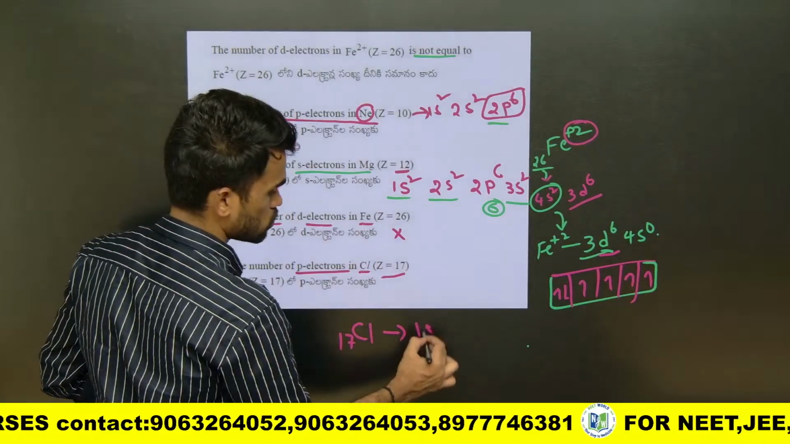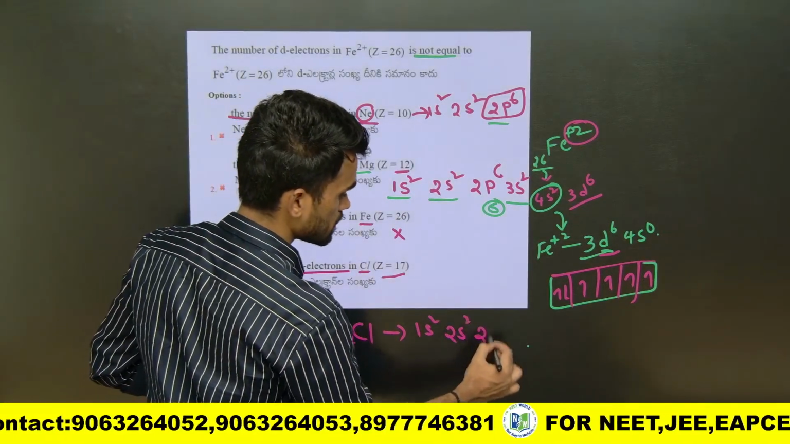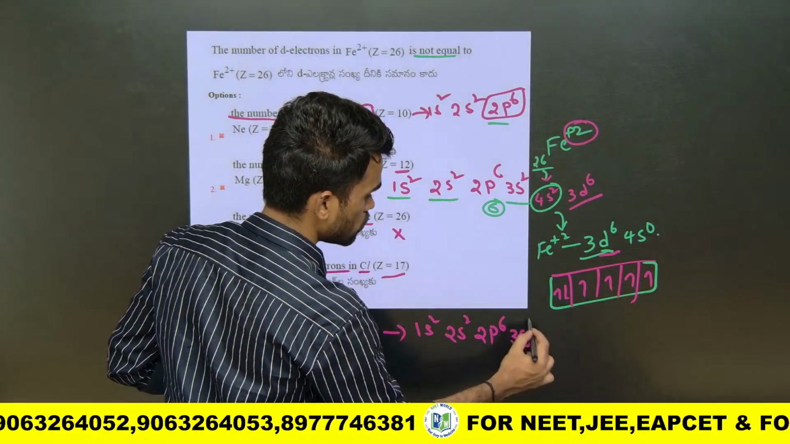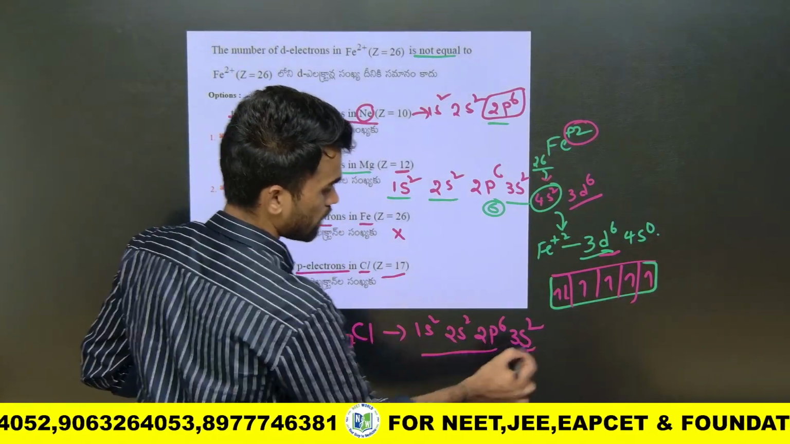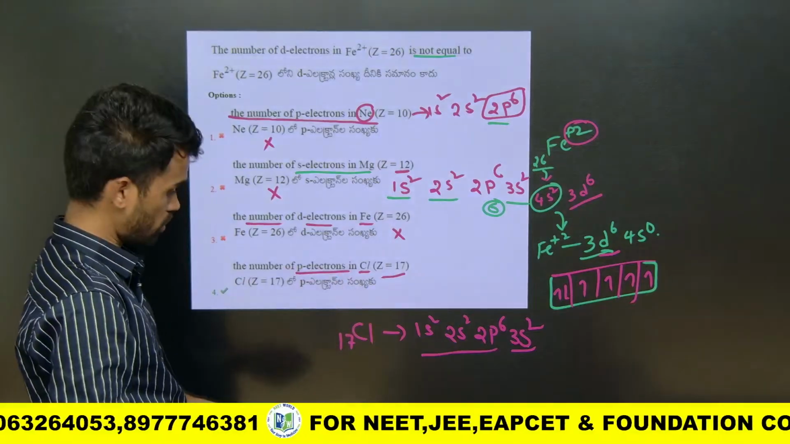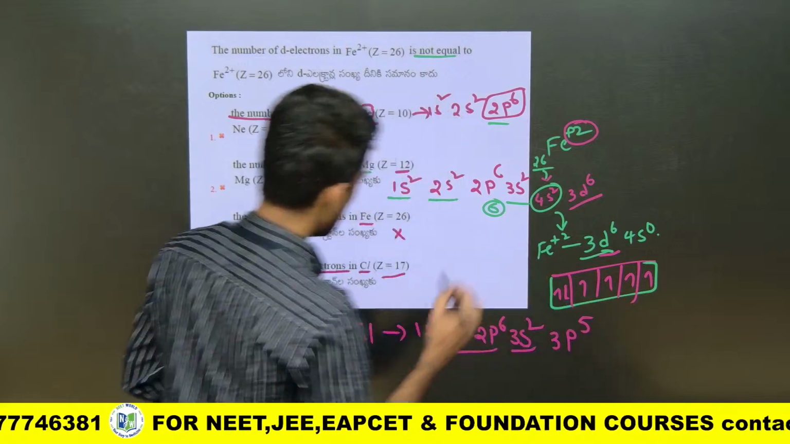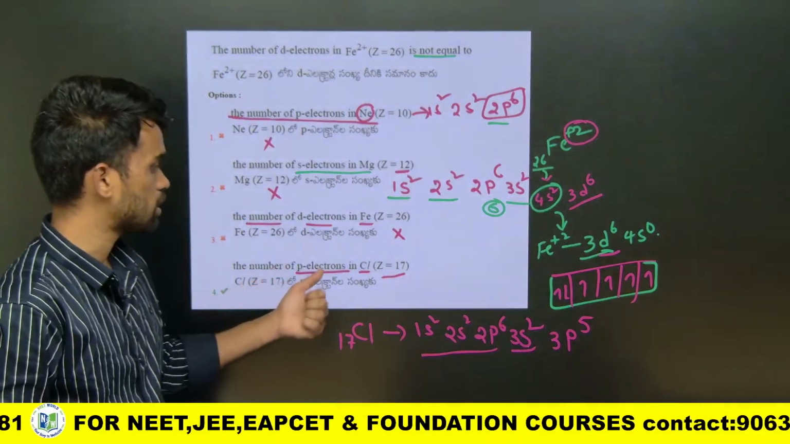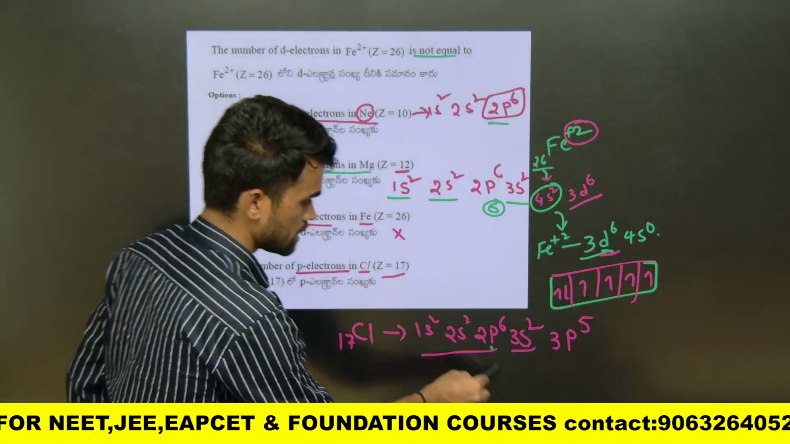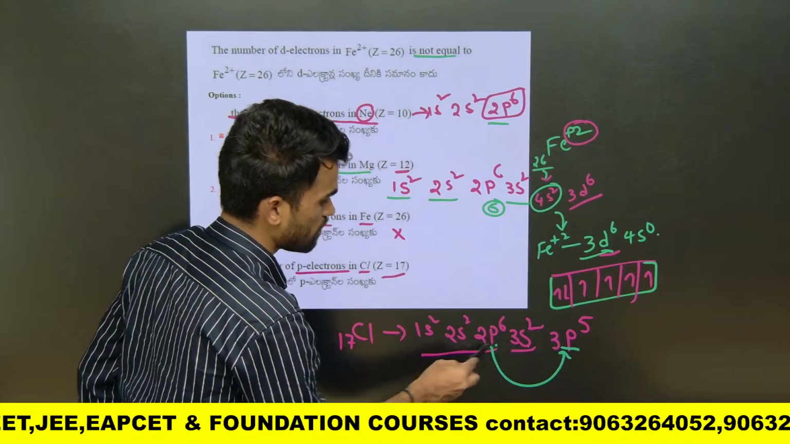So it is 1s2, 2s2, 2p6, okay, the next 3s2. See, 10 over 12, so 5 more we need to fill, so that will be 3p5. Okay, so like this you need to fill. Number of p electrons is how many now? So here 6 and here 5, so total 11 electrons are there.